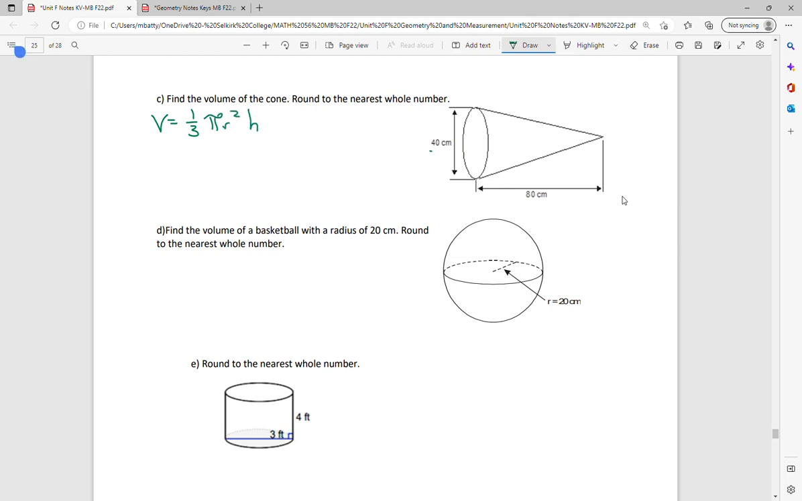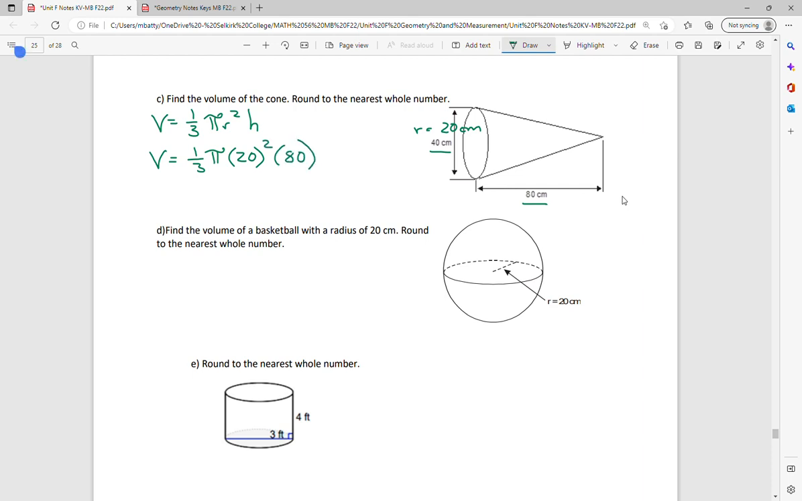So we're given the diameter. The radius is going to be half of that. That's going to be 20 centimeters. This 80, even though it's going across the page, is technically the height of the cone. So we're going to go ahead and sub in what we've got here, 1/3 pi. Again, I'm not using 3.14, I'm using that button on my calculator. The radius is 20, don't forget to square it, and the height is 80.